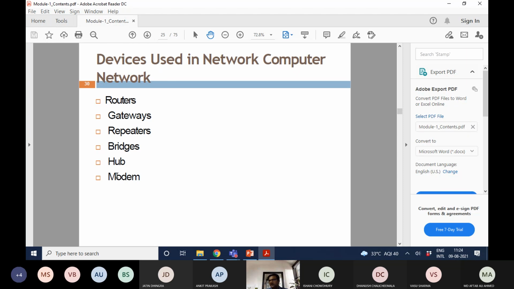It is just regaining the strength of that frequency. Whatever signal is transmitted, it is now back to the original form. Okay. So these are some of the devices we are using.